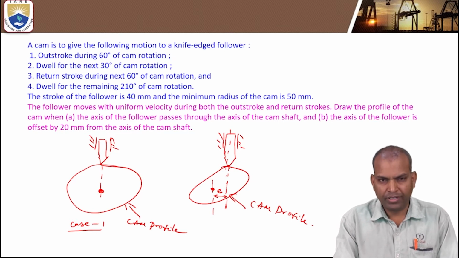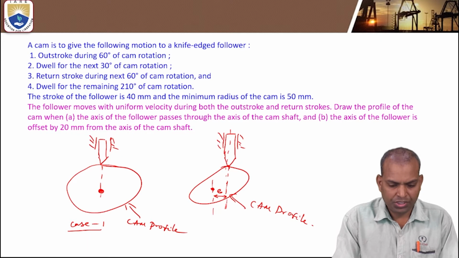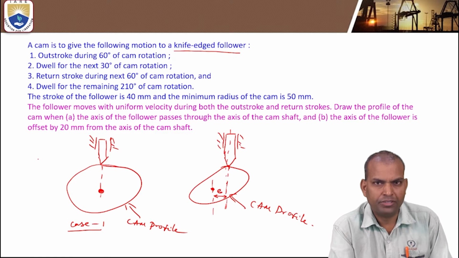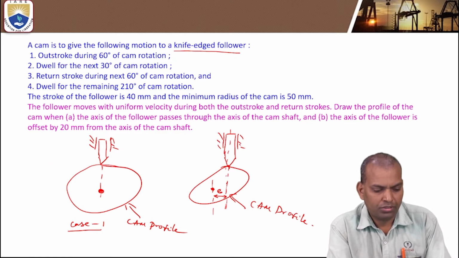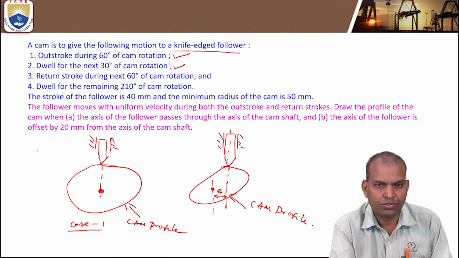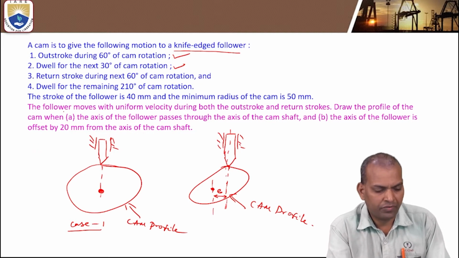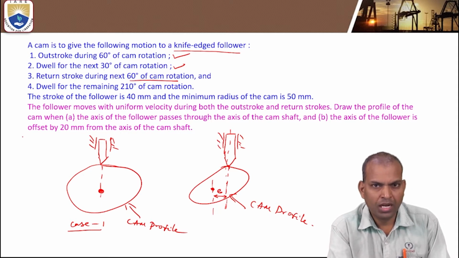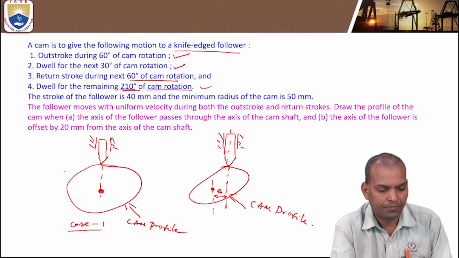We have to draw a cam profile for the given conditions. Here the type of follower is a knife edge follower, with outstroke during 60 degrees of cam rotation, dwell for the next 30 degrees of cam rotation. After the outstroke there is a dwell of 30 degrees, and then return stroke during 60 degrees of cam rotation, and dwell for the remaining 210 degrees of cam rotation.